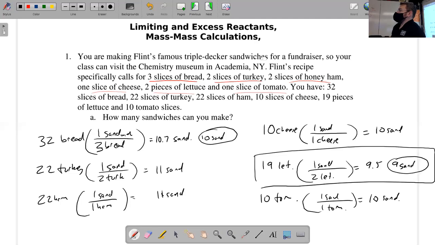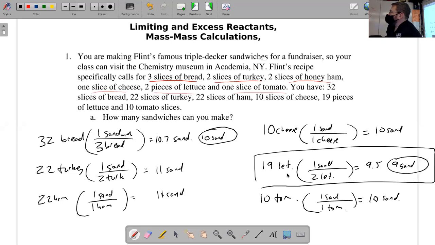sandwiches as you expect to be able to make. And the same thing happens with chemical reactions. Sometimes things don't work out exactly perfectly. So even though we figure we can make 9 sandwiches with this amount of lettuce, what if 3 of the pieces of lettuce are wilted? That limits the amount of product we get even further.